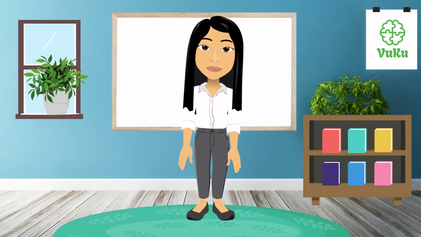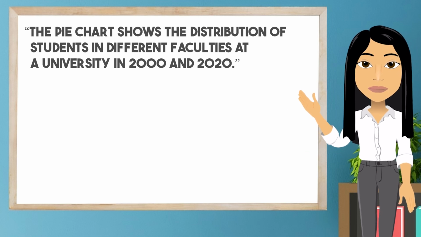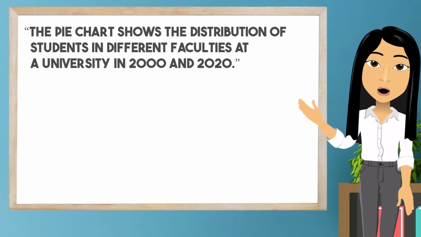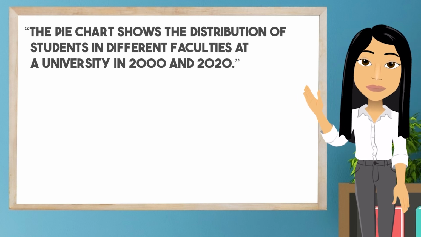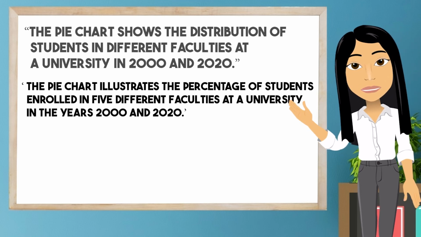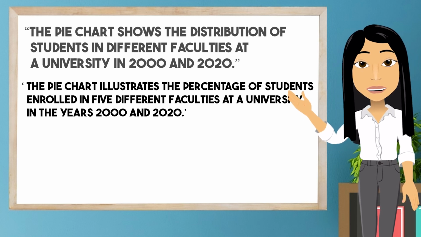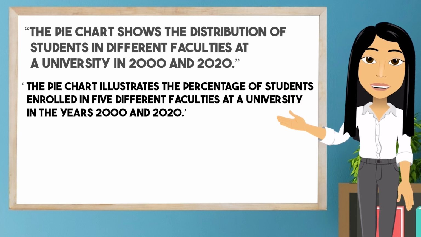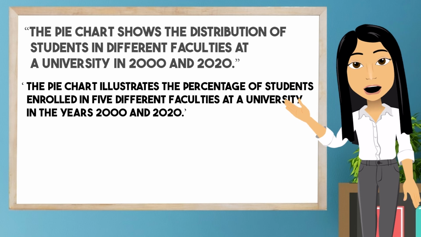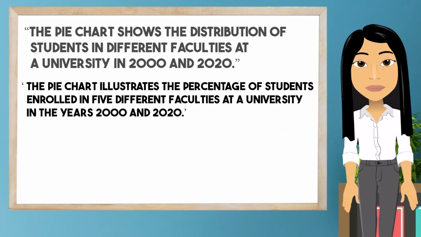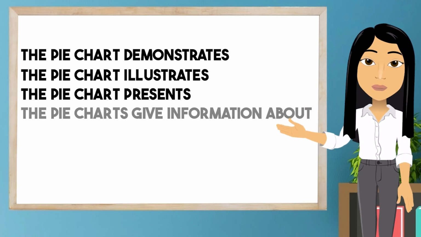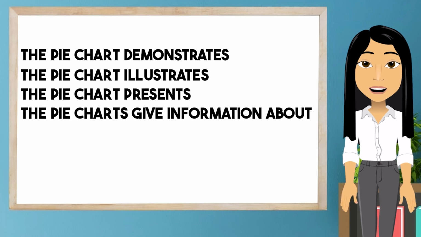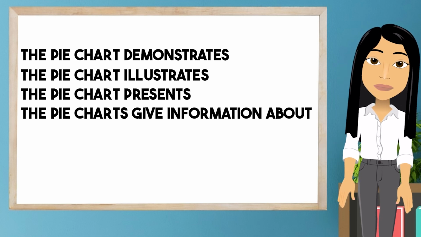Let's look at an example. Consider this as the original question prompt. The pie chart shows the distribution of students in different faculties at a university in 2000 and 2020. Your answering sentence could be something like this. The pie chart illustrates the percentage of students enrolled in 5 different faculties at a university in the years 2000 and 2020. Some common phrases you can include in this section are the pie chart demonstrates, illustrates, presents, or the pie charts give information about, which can be used as the first few words of your report.